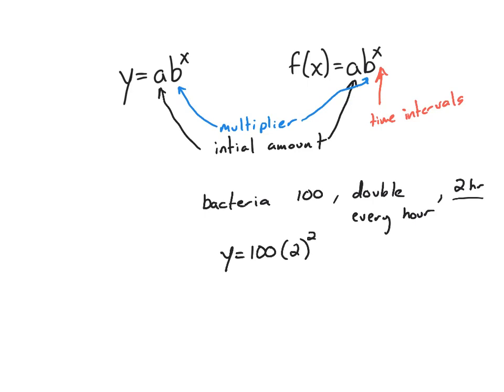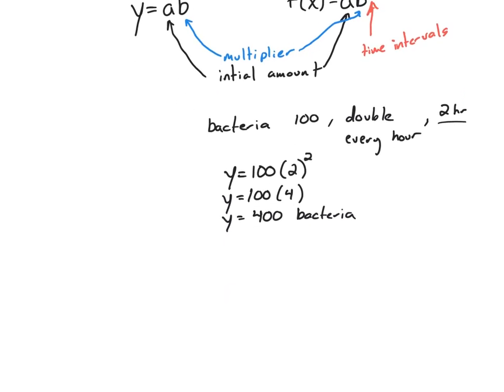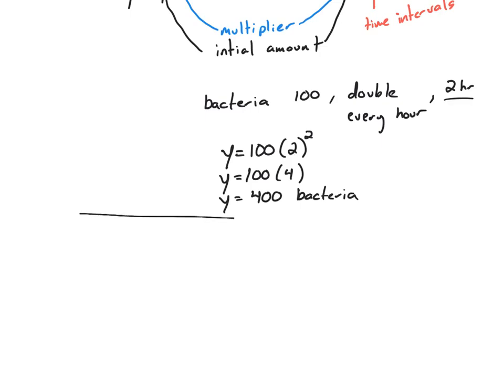To figure out how much bacteria I have, I would simply solve this equation. So y is equal to, we know exponents come before multiplication, so 100 times 2 squared, which is 4. And y is equal to 400. So I'd have 400 bacteria after 2 hours.